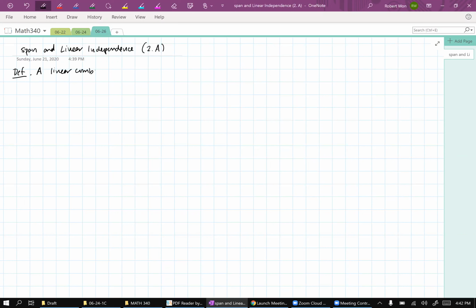A linear combination of some vectors, say v1 through vm in V, is a new vector of the form a1 v1 up through am vm, where each of these ai's is a scalar in F. Okay? So you have some collection of vectors. To take a linear combination just means you scale them by different scalars potentially, and then you add them up.